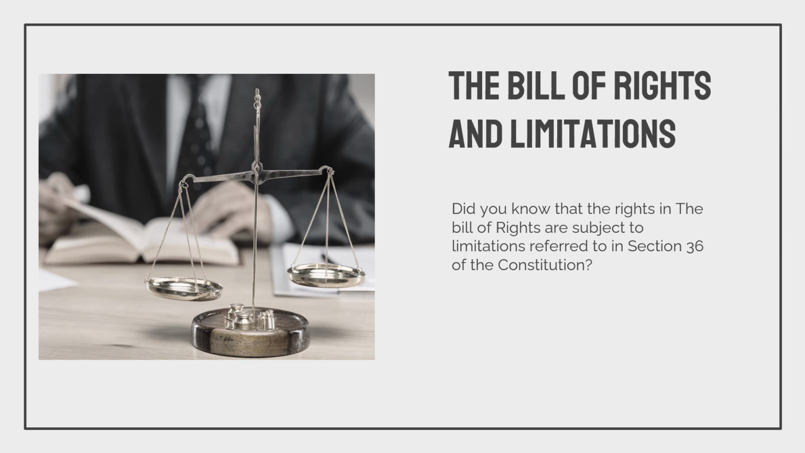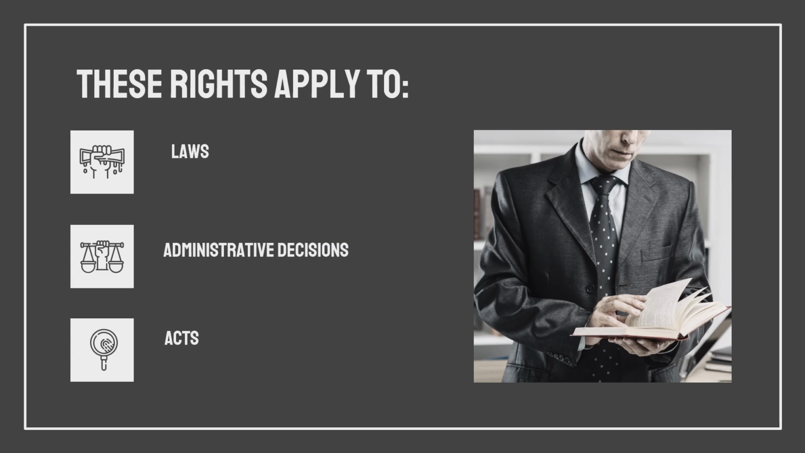Standard operating procedures, SOPs, are set step-by-step instructions compiled by an organization to help workers carry out routine operations. SOPs aim to achieve efficiency, quality output, and uniformity of performance while reducing miscommunication and failure to comply. These rights apply to laws, administrative decisions, and acts performed during the period in which the Constitution is in force.